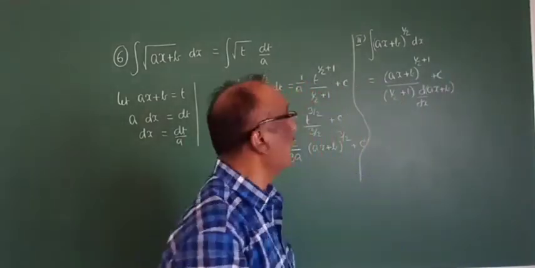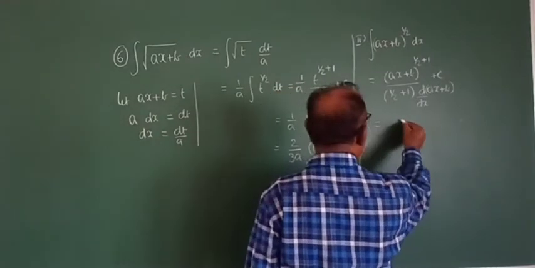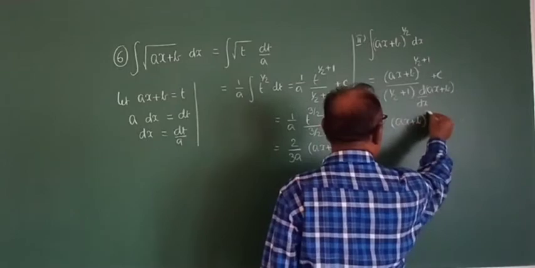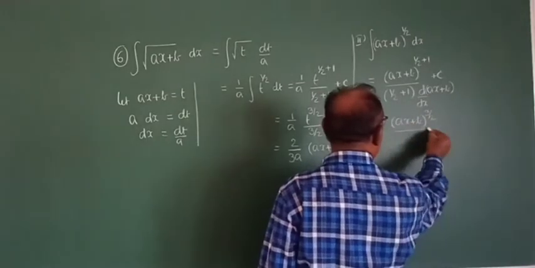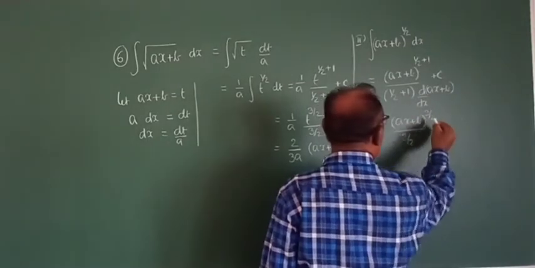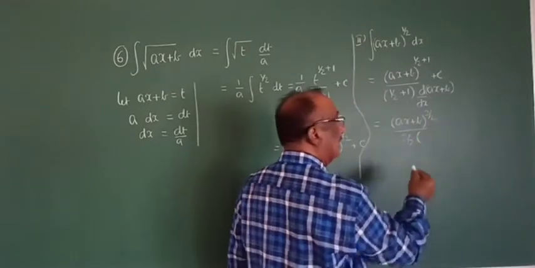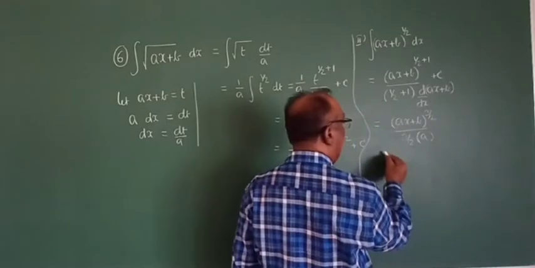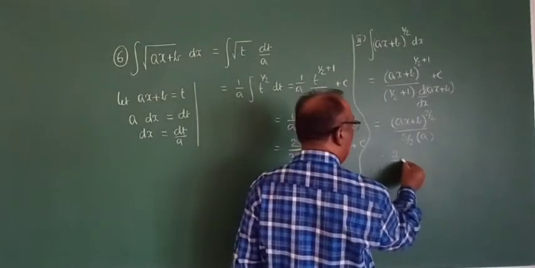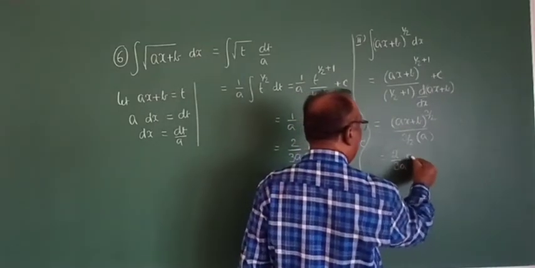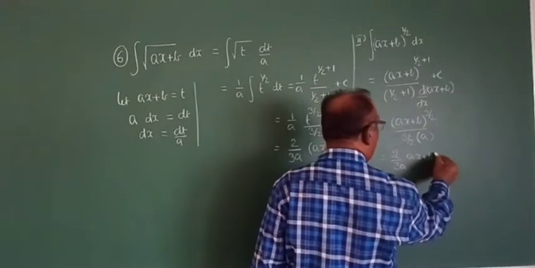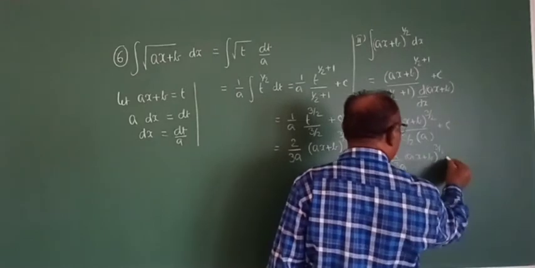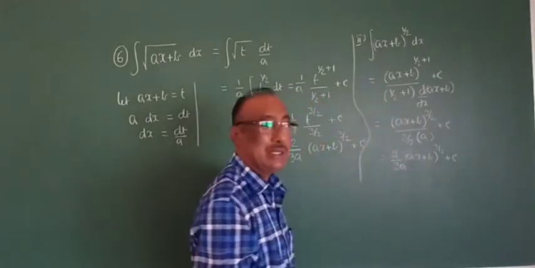Is it clear? Now it becomes (ax plus b) whole power of 3 by 2, with denominator 3 by 2. The derivative of ax plus b is a, since the coefficient of x has derivative 1 and the constant b has derivative 0. By simplification, 2 by 3a times (ax plus b) whole power of 3 by 2, plus the integral constant c.